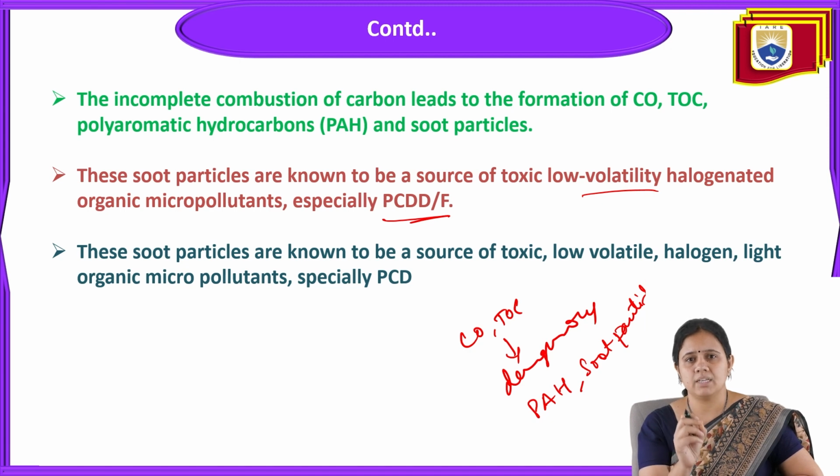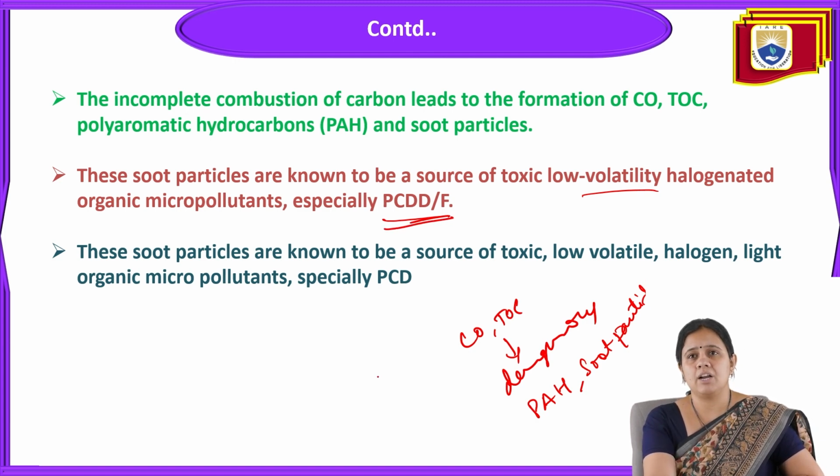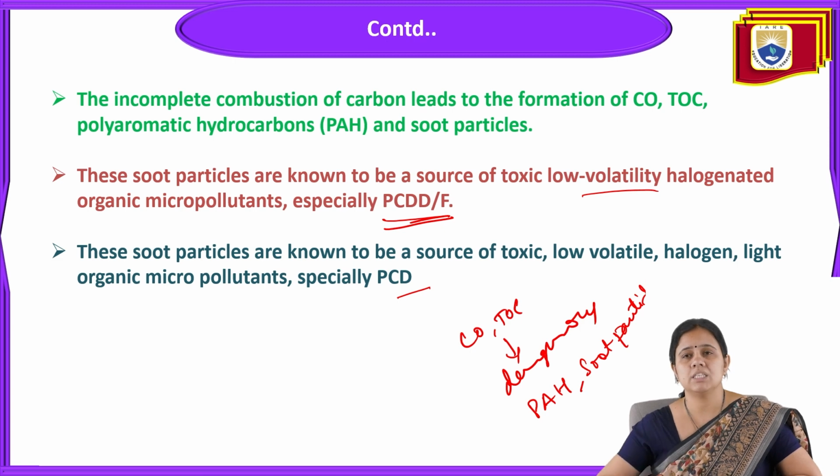These soot particles are known to be a source of toxic, low volatility halogenated organic micropollutants, especially PCDD and F. These pollutants are very toxic and also low volatile.